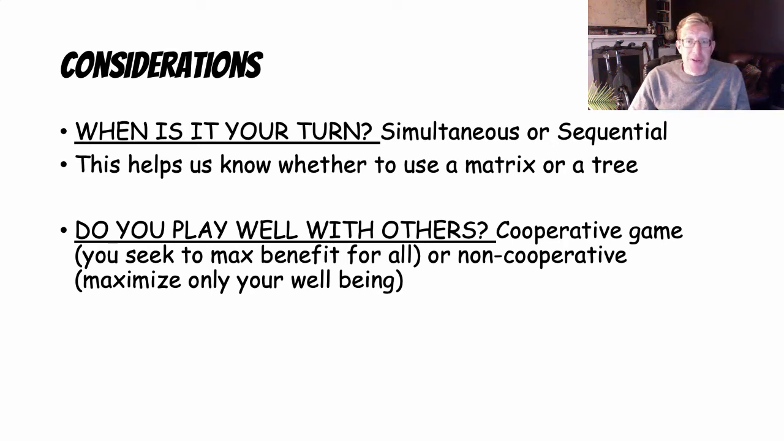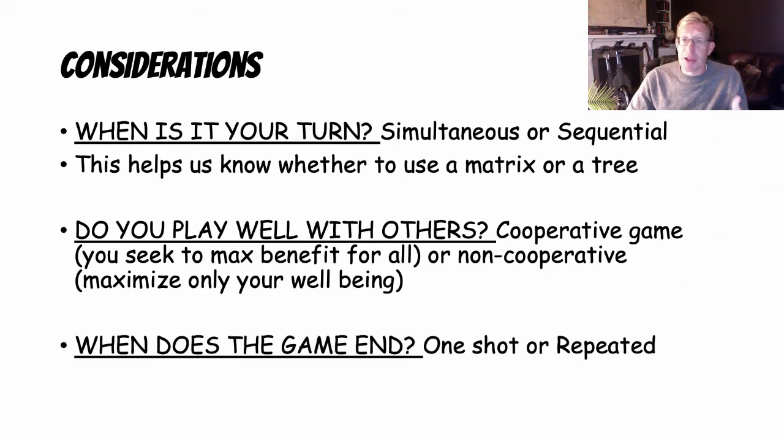Another consideration we have to account for is whether or not you play well with others. By that, I mean, are you going to cooperate with the team, with the opponent, or are you going to try to beat the opponent? If you cooperate, then what you're doing is you're trying to maximize the joint benefit, maximize the benefit for all of the players. If it's a non-cooperative game, then you're trying to maximize your own benefit, and it doesn't really matter what happens to the other person. They might make out pretty well. They might be harmed by your decision. That's inconsequential. What's important is what happens to you.